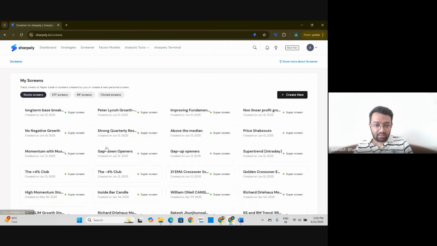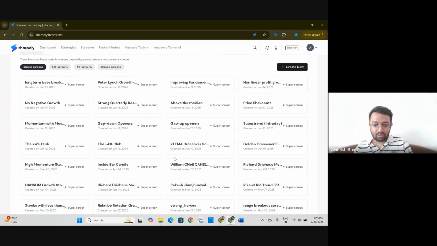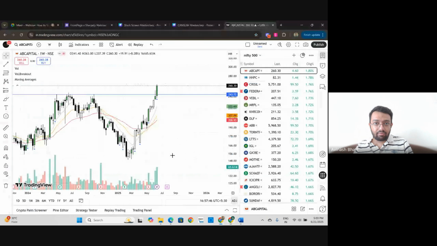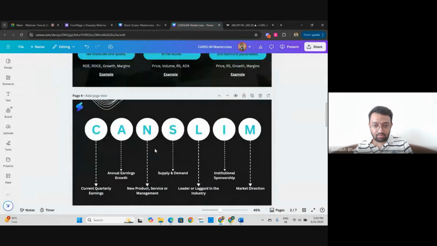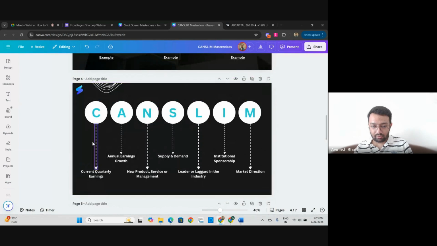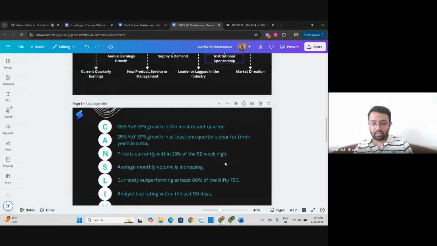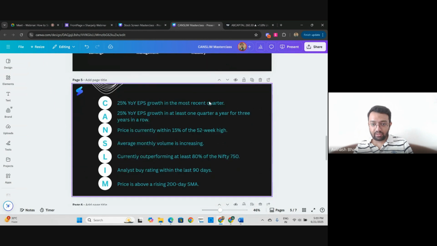Another screener that I can show you is a screener based on CANSLIM. So we have two variations of CANSLIM with us. Basically, first, what CANSLIM is. So yeah, this is what CANSLIM is. Right? CANSLIM basically focuses on current quarterly earnings, annual earnings growth, new product services, supply and demand, leader or laggard in the industry. And all these qualitative things, you can quantify using this way.